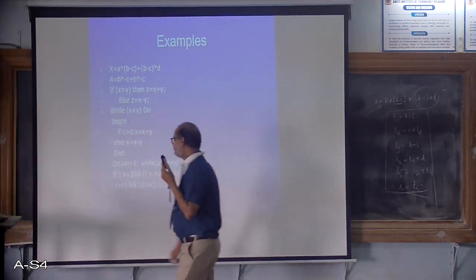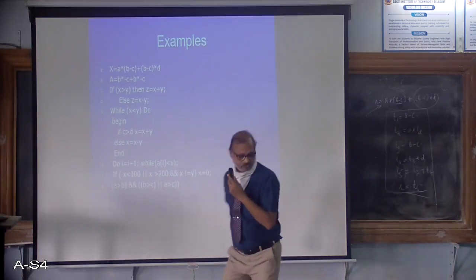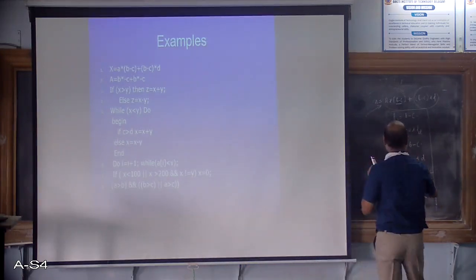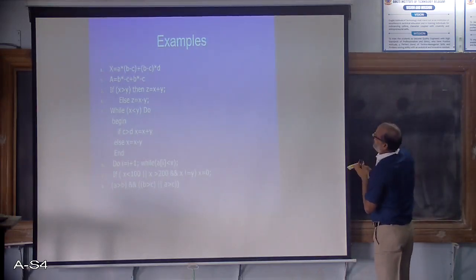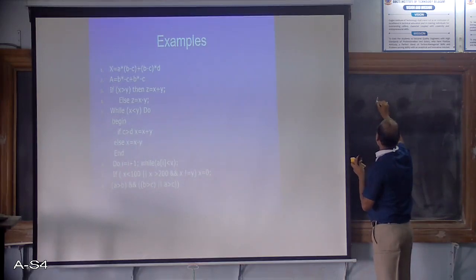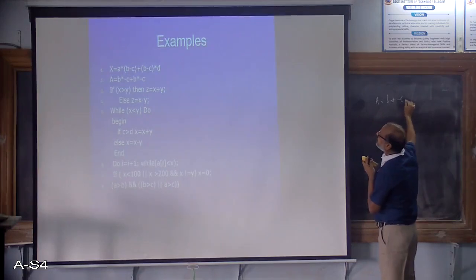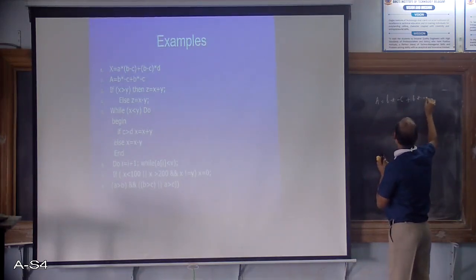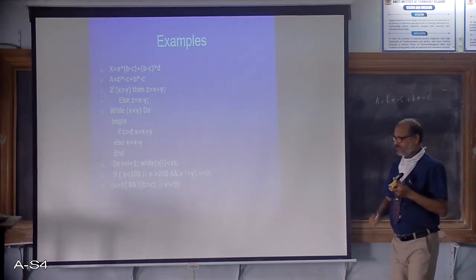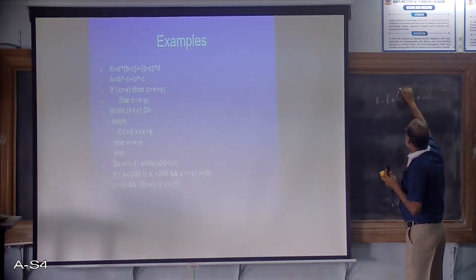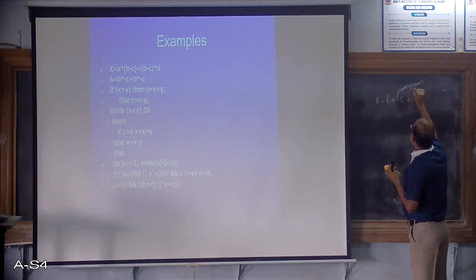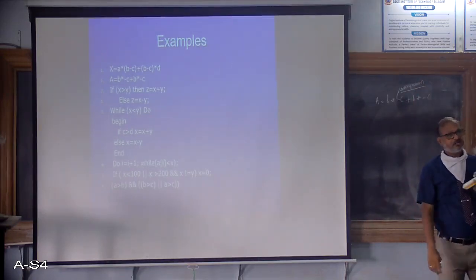A equal to B into minus C, plus B into minus C. So this is an expression here. Don't think that there is a syntax error here. So star minus, this minus is unary minus. So what is the sequence of three address codes generated for this?